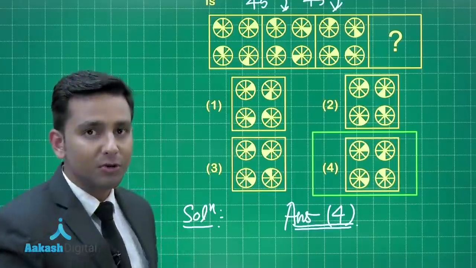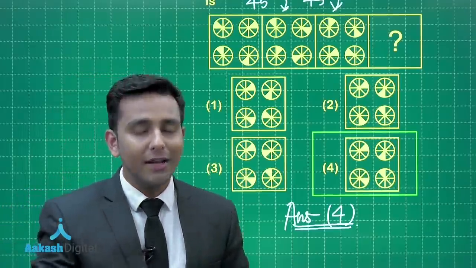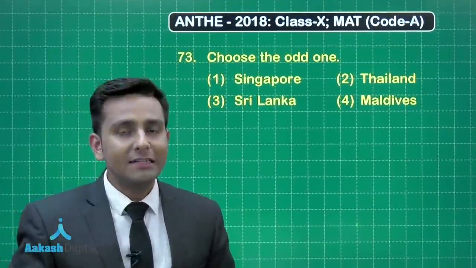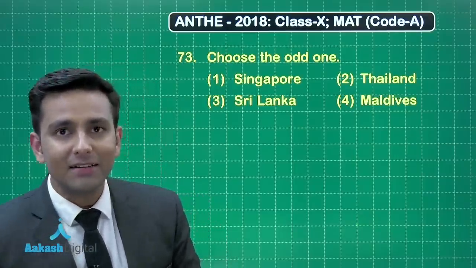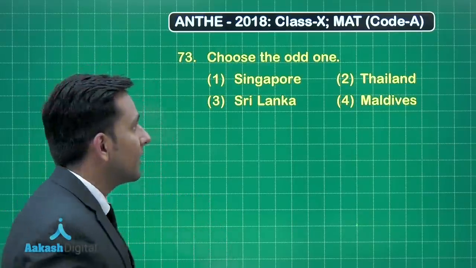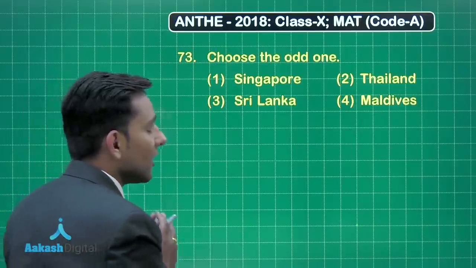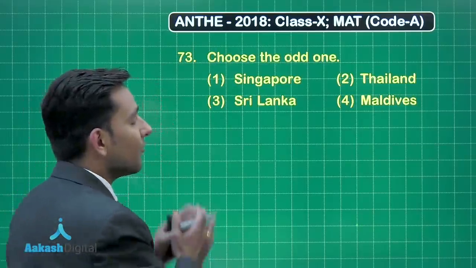I hope you understood this question. Now let's move forward to the next question. Now friends, let's discuss the third question of the math section, that means question number 73. This question is based on odd one out. So here we have to find the odd one out.